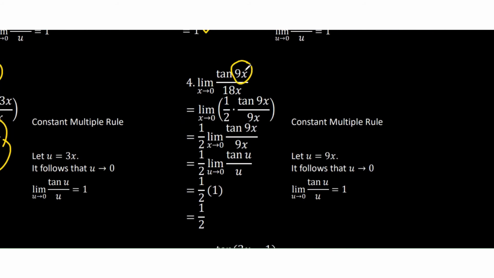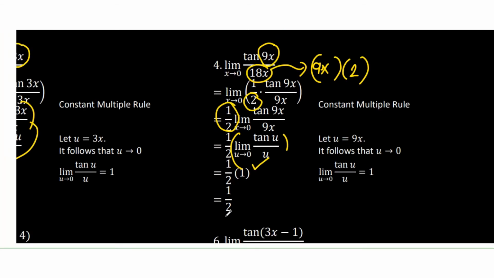In number 4, this is 9x, but 18x has factors 9x times 2. So it is good as removing 2 on the denominator, separate it, so that you have tangent x over 9x, where 9x is a factor of 18x. Now separate 1/2 and multiply that to the limit of tangent 9x over 9x as x approaches 0. So this will be 1 according to the rule. So 1/2 times 1 is 1/2.